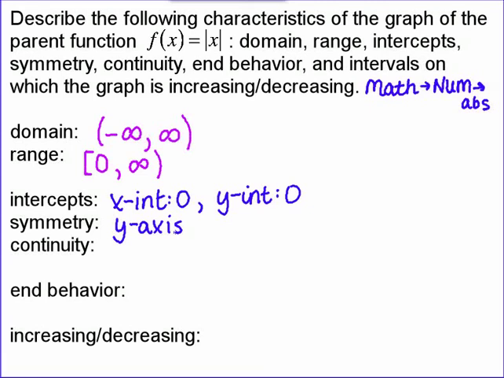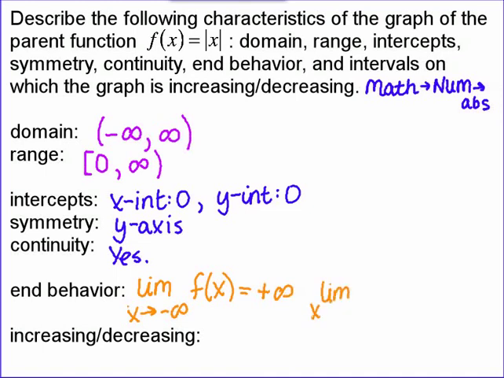What about continuity? Is it continuous? Yes. End behavior. What can you tell me about the end behavior? It's got 2 of them. So for negative infinity, where's it going? Yep, for negative infinity here, it's going to positive infinity because the graph is going up. Okay, limit as x goes to the right, it is also going to positive infinity. It doesn't matter what side it's on, it matters if it's going up or down.